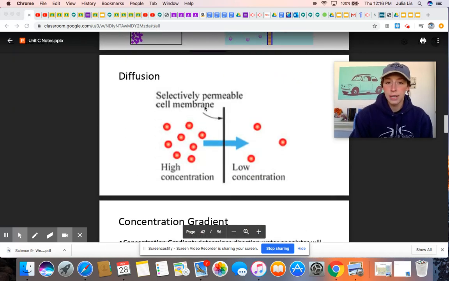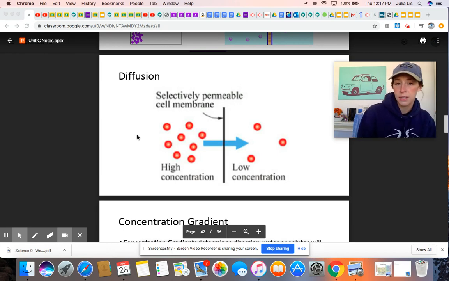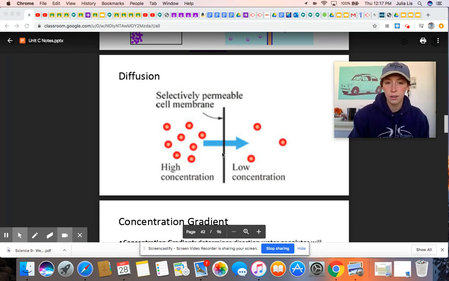So diffusion happens through this selectively permeable membrane, allowing certain substances to move from one side to the other across this phospholipid bilayer. It's important to know that particles are always, always, always going to move from high to low concentration in the processes of diffusion and osmosis.